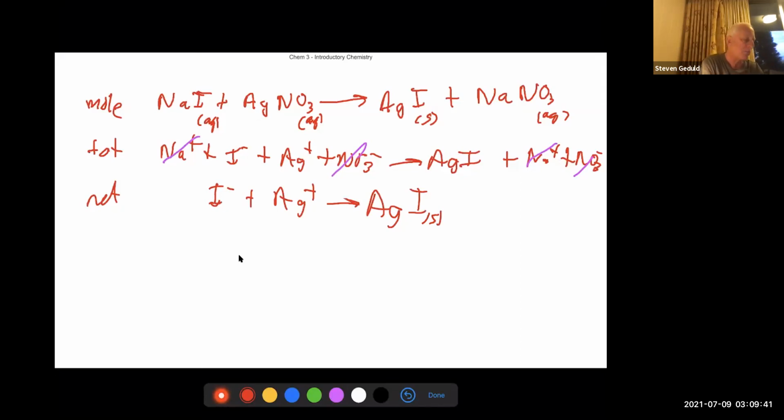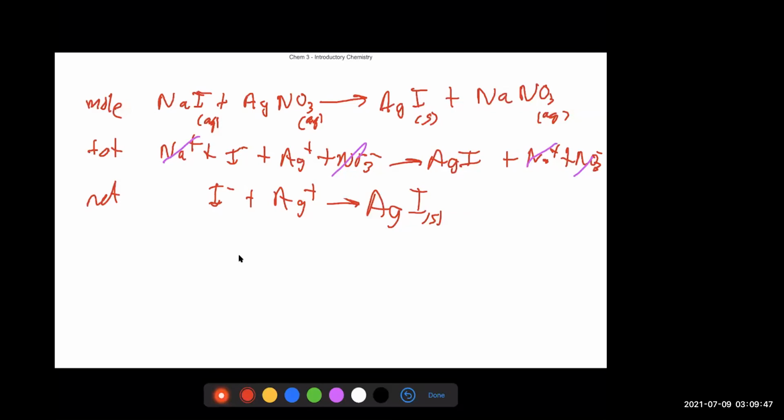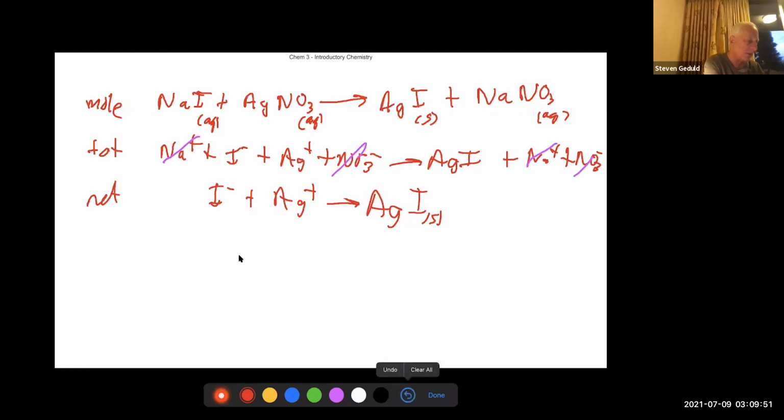All right. Any questions with that? No. Okay. Then the other one says, perfect. Write balanced chemical equations for the reaction of copper with sulfur. Include phase symbols.